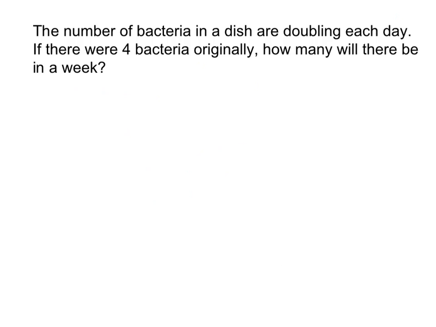So here we have the number of bacteria in a dish doubling each day. We have 4 bacteria originally, and we want to know how many there will be in a week. So let's think back to our equation. It is y equals ab to the x. And on the first slide, we talked about the fact that a represents the initial amount, b represents the growth or decay factor, and x is the time. How many times does it go through that factor?